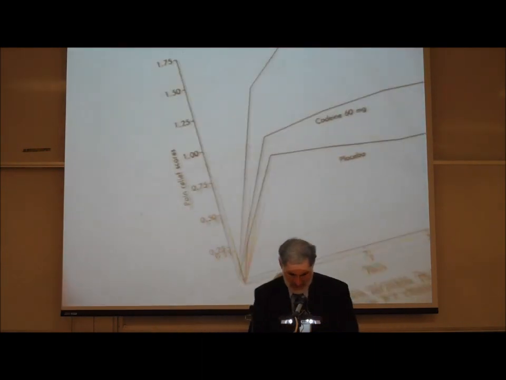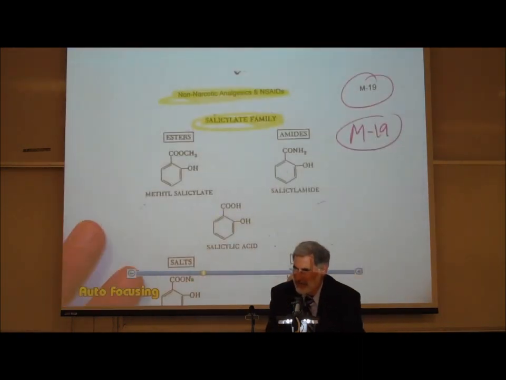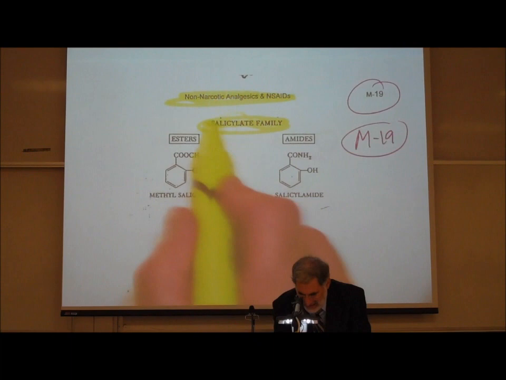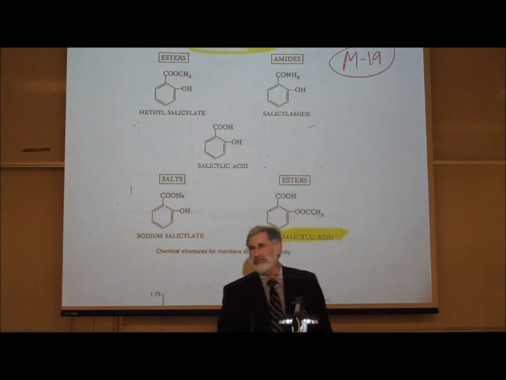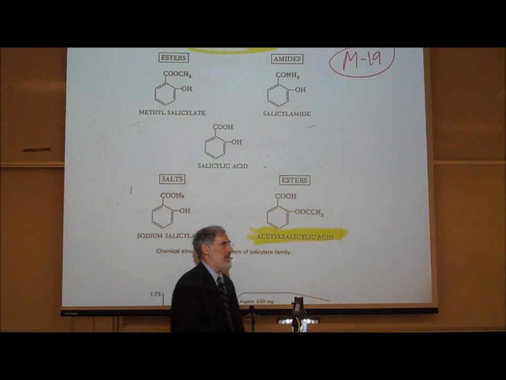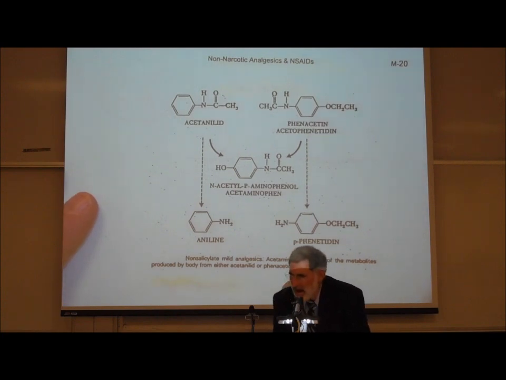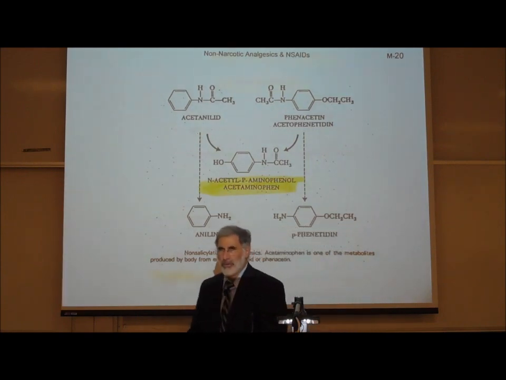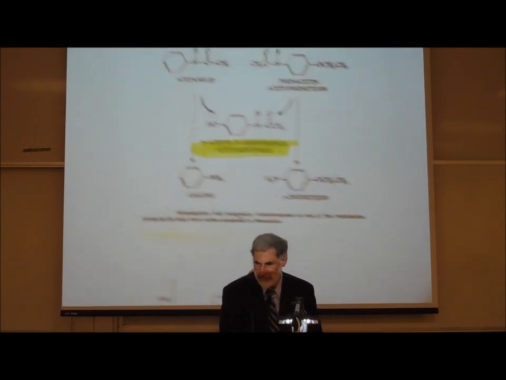Page M19. To summarize, the class of drugs that we're speaking about are the non-narcotic analgesic NSAIDs. We divided them into two subgroups, the salicylates, which include acetylsalicylic acid or aspirin. And very similar to aspirin is ibuprofen and naproxen. On the next page, M20, the other category were the paraminophenols. And the paraminophenols include acetaminophen. So these are slightly different than the aspirin group. And we've already told you the advantages and disadvantages of Tylenol or acetaminophen versus aspirin.